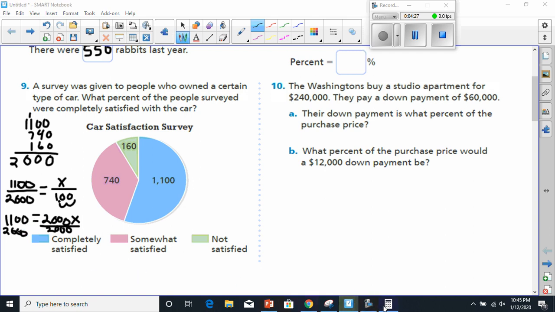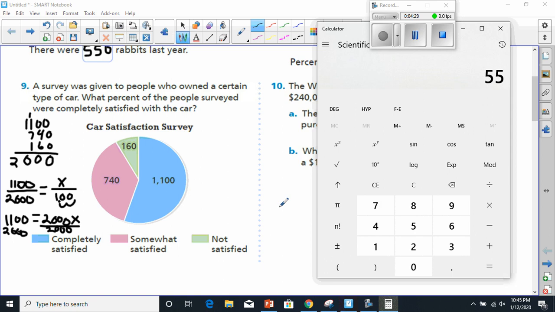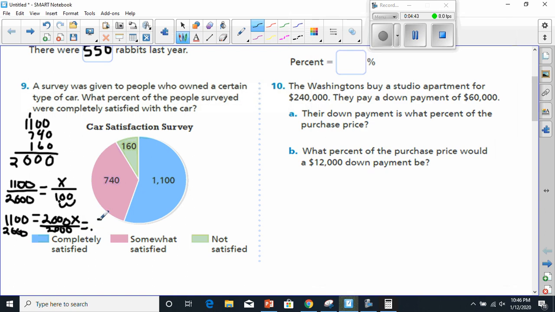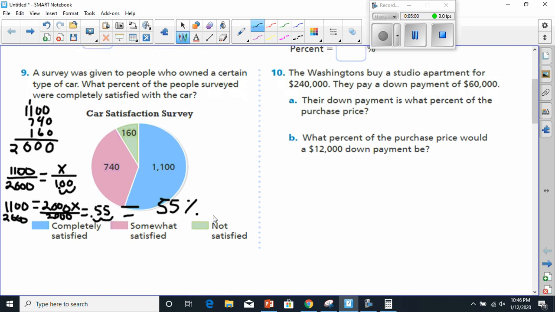And now I go to my calculator and I see that I've got the equation 1,100 divided by 2,000. And that's 0.55. And we know to turn that into a percent, and that's what they're asking for, we have to move that decimal over twice, and that's going to equal 55%.